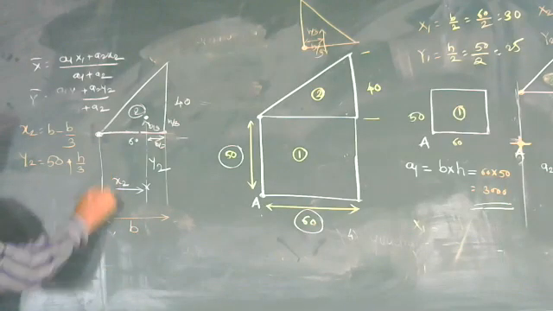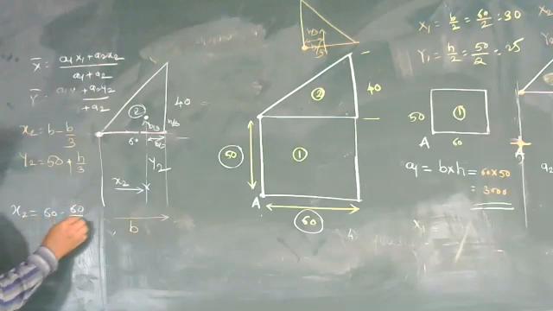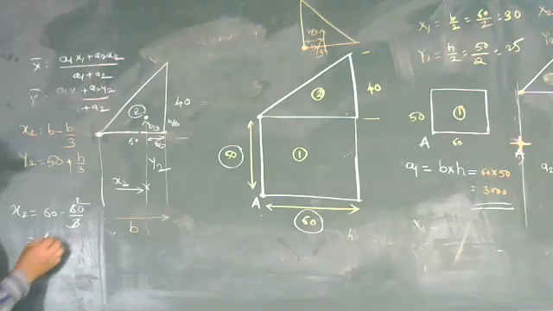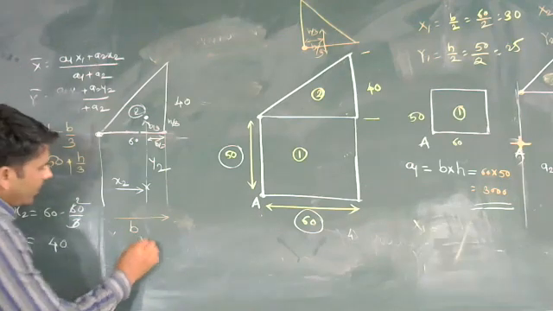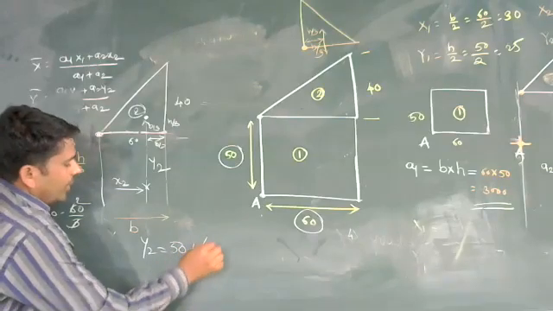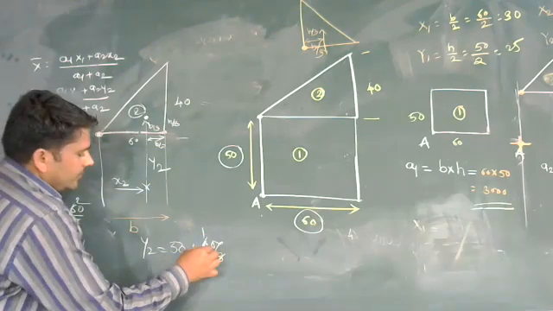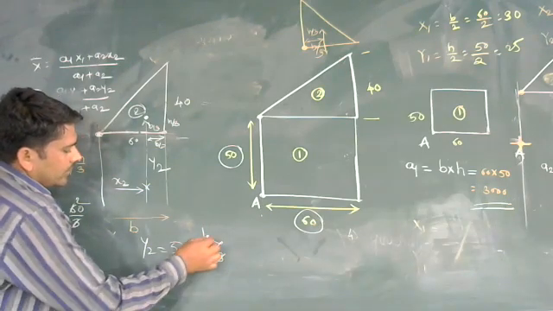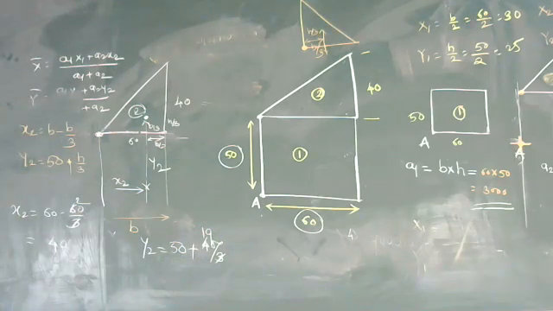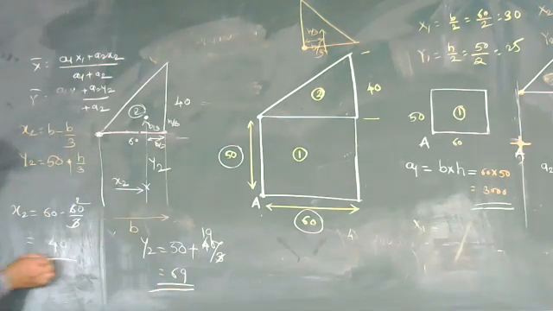x2 is equal to 40. See here, x2 will be how much? b is how much? 60 minus 60 divided by 3. So it is 40. Correct. And y2 will be how much? 50 plus h is 40, 40 divided by 3. How much is it? It will be 19 point something. So I will consider 19 for temporary purpose. So it will be 69 and this is 40.